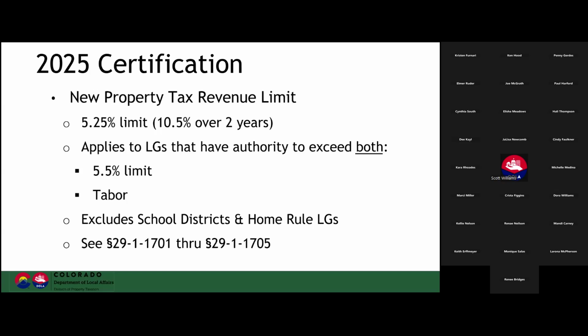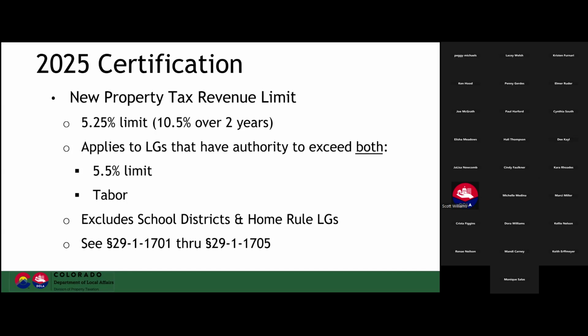This new limit is going to apply to local governments that have the authority to exceed both the 5.5 limit and TABOR. You're going to provide them with the information where they can calculate these new limitations that they have. It is the responsibility of the local governments to know if it applies to them or not. So your job in this is to complete the form and make sure they have the information. That's it. It does exclude school districts and home rule local governments.